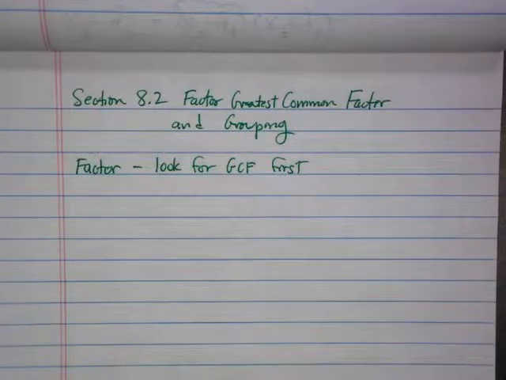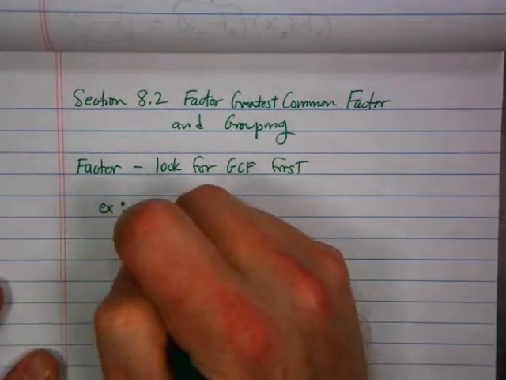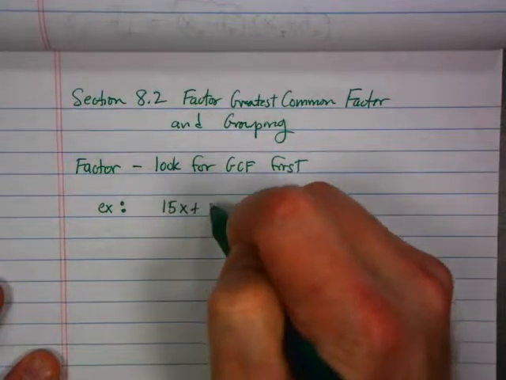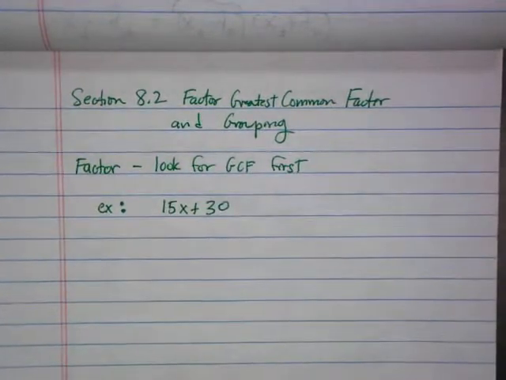What do I mean by greatest common factor? The highest number, and maybe variable, that they all share in common. For example, I might give you 15x plus 30. What do 15x and 30 have in common? Even better than 5, the biggest thing they have in common is a 15, don't they? It goes into both of them.